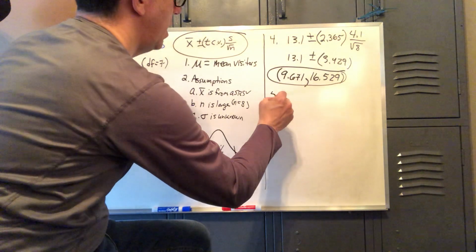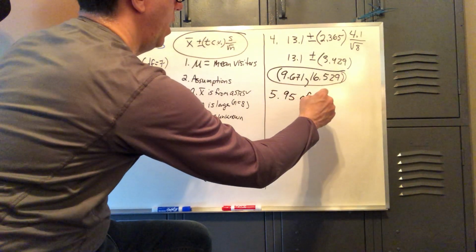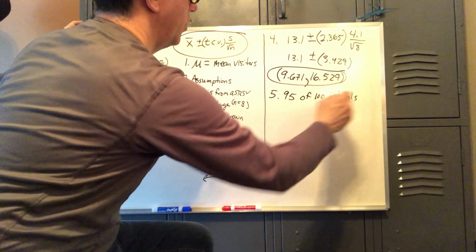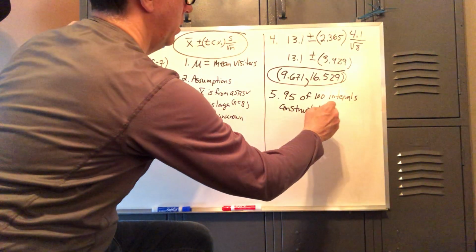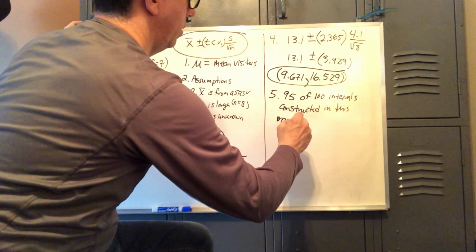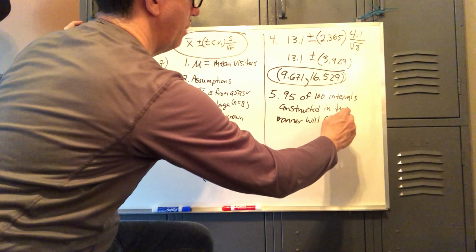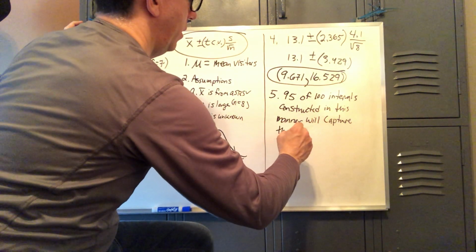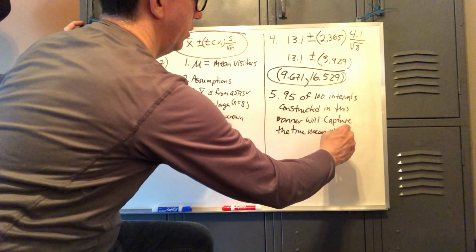So what does this all mean in a conclusion or a summary? 95 of 100 intervals constructed in this manner will capture, because that's our goal, we're capturing the truth here, will capture the true mean number of visitors.